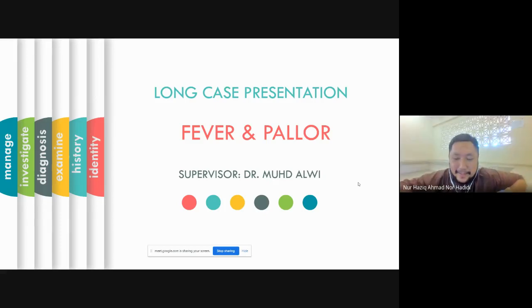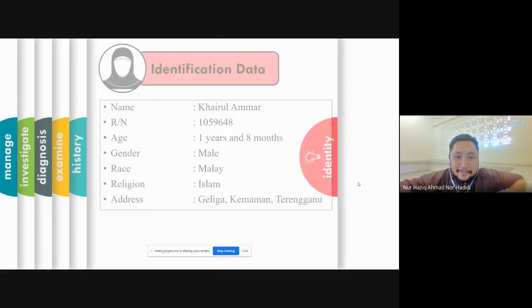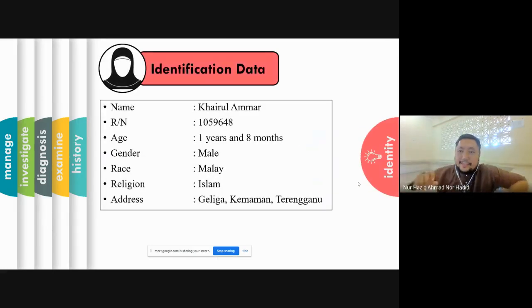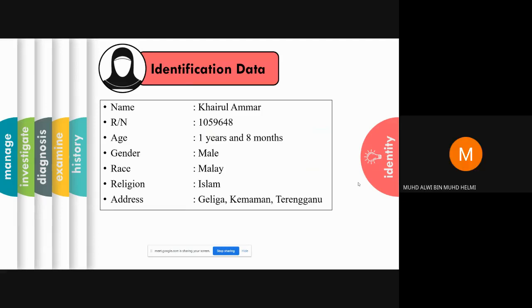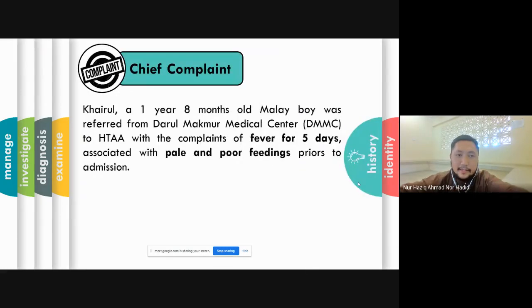Okay, bismillahirrahmanirrahim. So, this is basically the identification of my patient. Name Adik Khairul Anwar, from Kemaman, Terengganu. So basically the chief complaint is, he is a 1 year 8 month old Malay boy, referred from Darul Makmum Medical Center to HTA with the complaint of fever for 5 days duration associated with pain and poor feeding prior to admission.